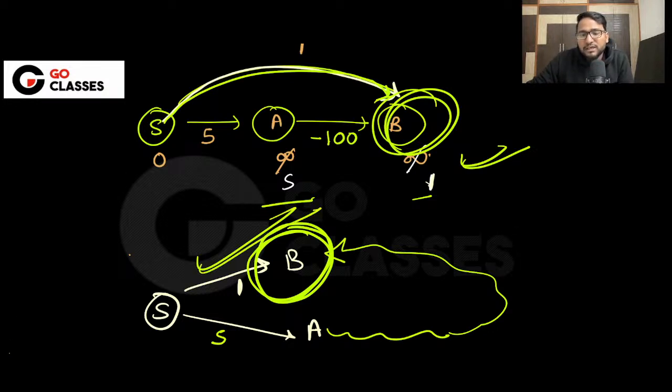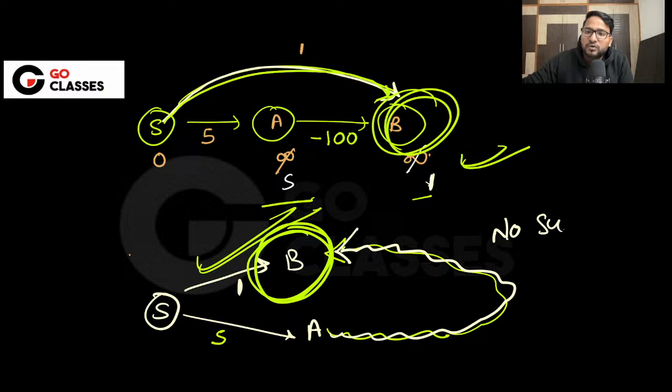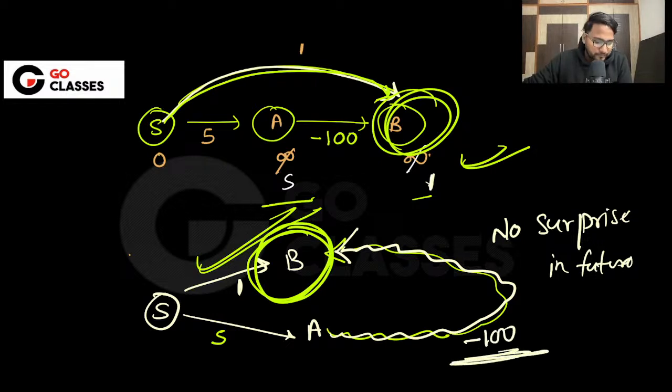Why am I able to say it is final? Because I'm saying that in future there is no surprise. You won't say that there will be some negative edge, right? This is the basic assumption of Dijkstra. So that is why Dijkstra is failing.